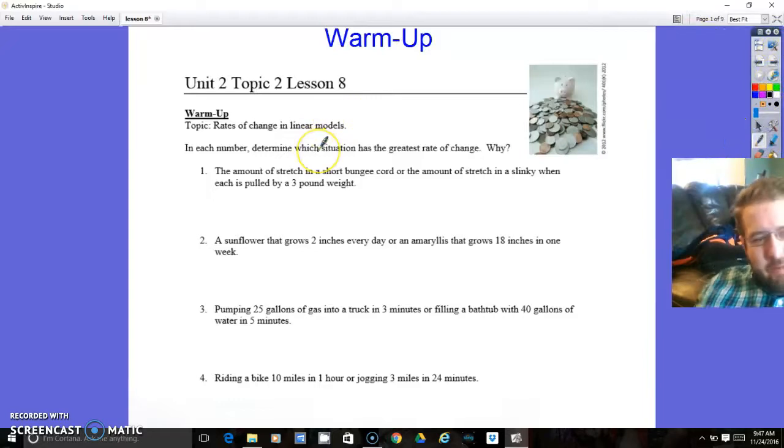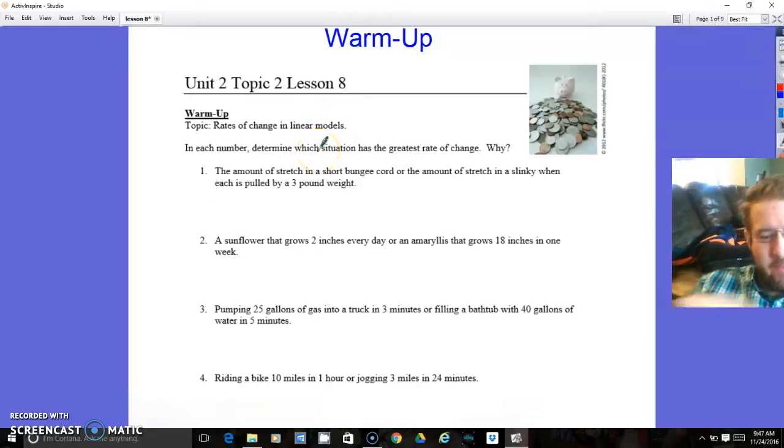Alright, so we're talking about different rates and changes and comparing them, figuring out which one is the greatest. The amount of stretch in a bungee cord, when you stretch it, doesn't stretch too much, or a slinky, those little metal things that you slink over and over again, those you can stretch out a lot. If you put a 3-pound weight on it, it's going to move a lot. So that's the one that has the greater change, the stretching slinky.